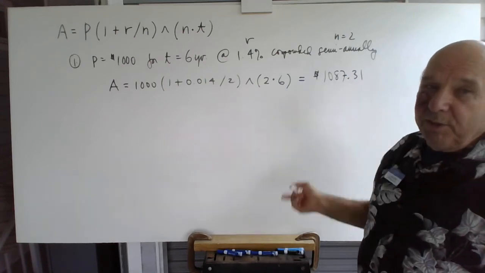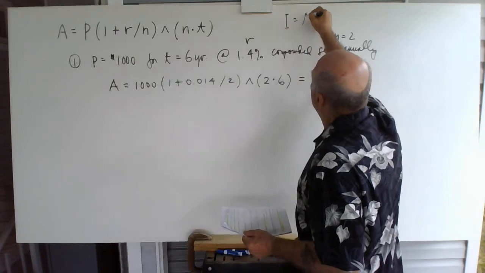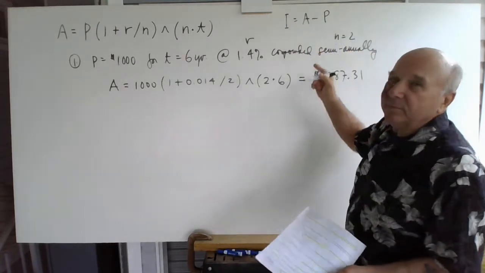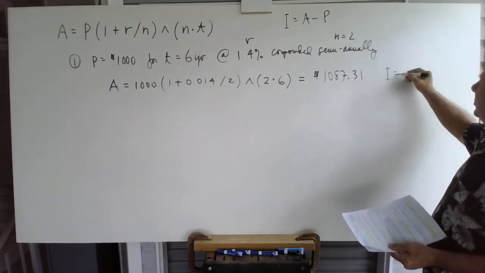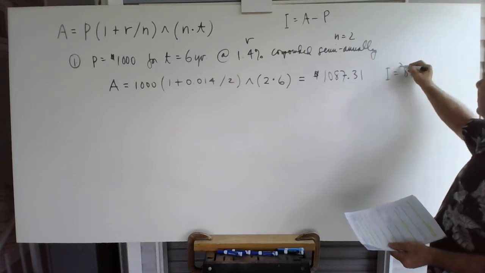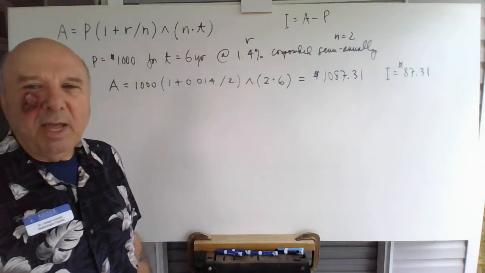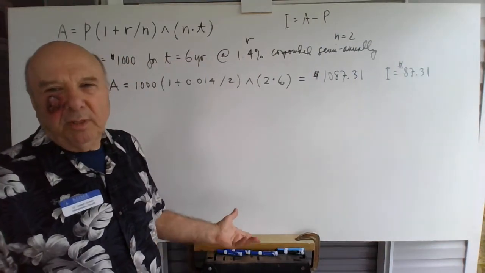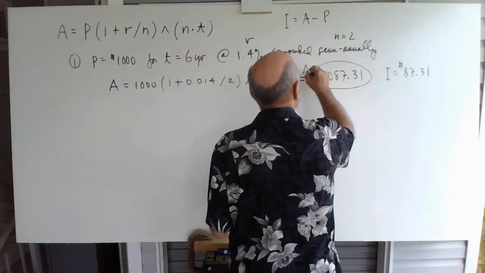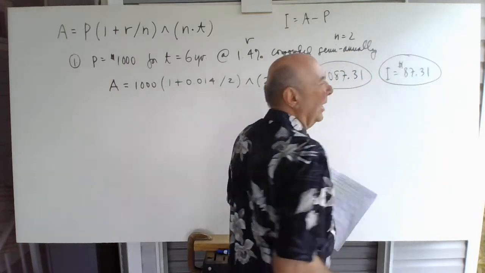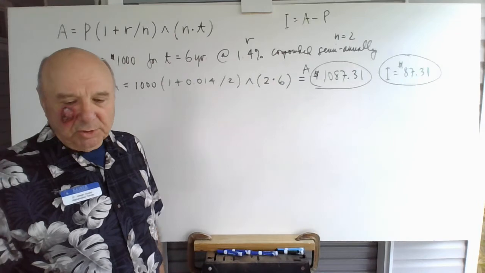So the question is, what's the interest? Well, the interest is the future value minus the present value. I equals A minus P. So you can see that I is equal to $87.31. I would just subtract 1,000, the principal, from A, and that would give me the interest, if you needed to answer either or both questions. So this is A, and there's I. I think on the quiz, you'll have to answer both questions. Okay? So let's do another one.